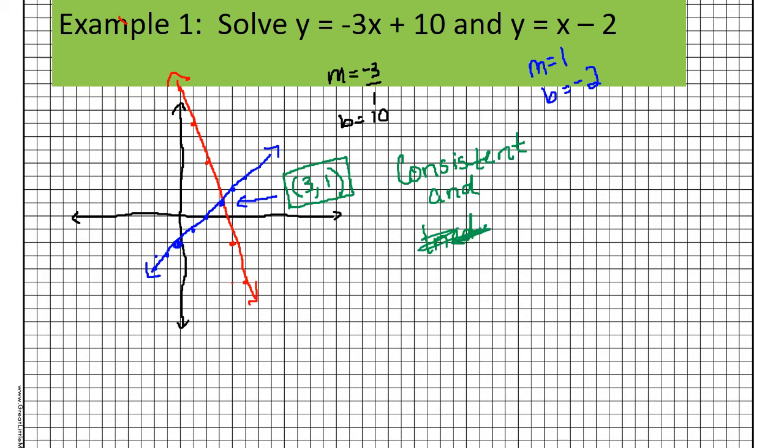That's spelled wrong. Independent. Okay, and the reason why is because it has one solution.